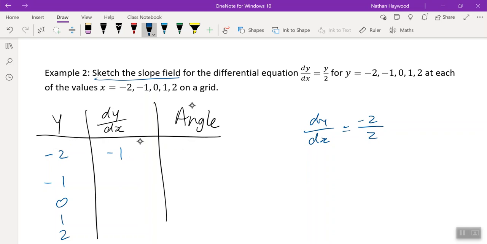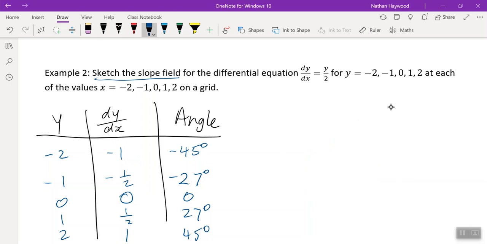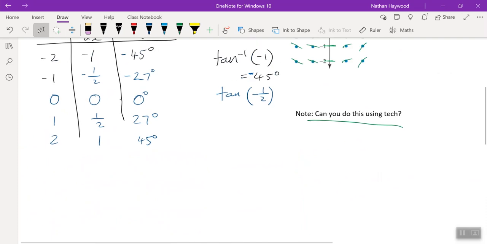We figured out before what the angle was if the slope is -1: -45 degrees. Again, you can sub that into tan^-1. Sub in 0, you get 0 again. Sub in 1, you get a half. Sub in 2, you get 1. So it looks like a very similar table to last time, but the slope field is quite different.